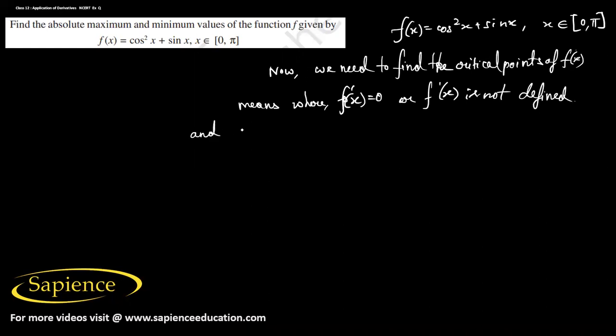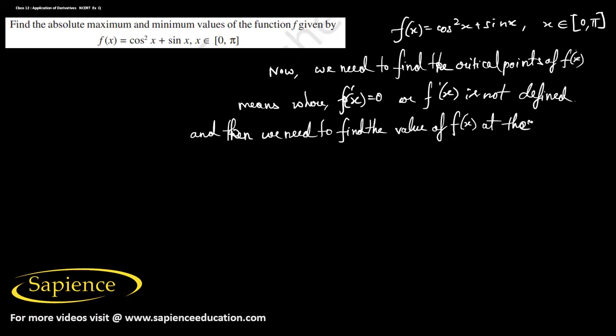And then we need to find the value of the function f of x at these critical points also, and at the end points also. It means at x equal to 0 and at x equal to pi. The end points also we need to find.